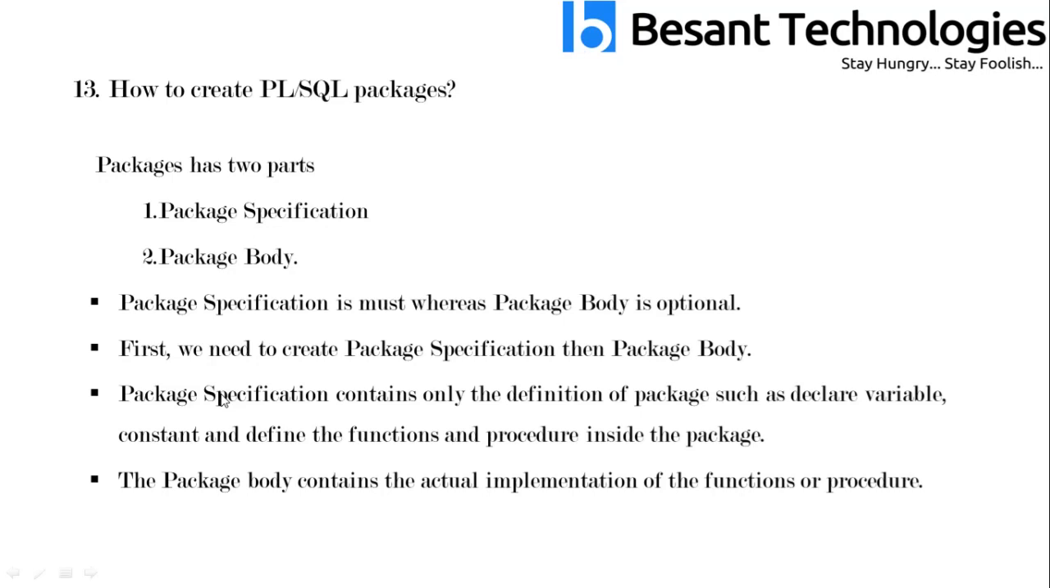In the package specification, we define the functions or procedures we are going to provide in the package. A package is a combination of one or more functions or one or more procedures, or a combination of both. First we create the package specification, then the package body. The specification just has the declaration of what variables and functions we are going to use. That's all. It doesn't have any body or actual implementation. The actual implementation is done in the package body.